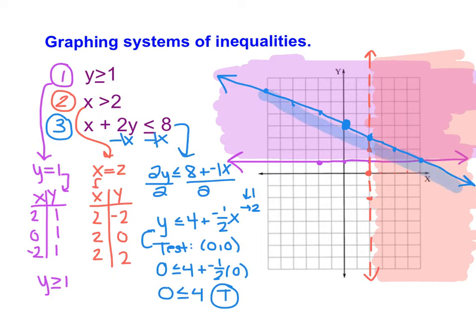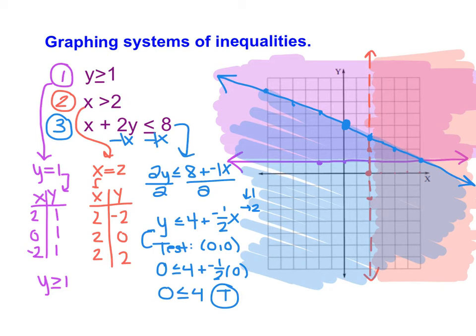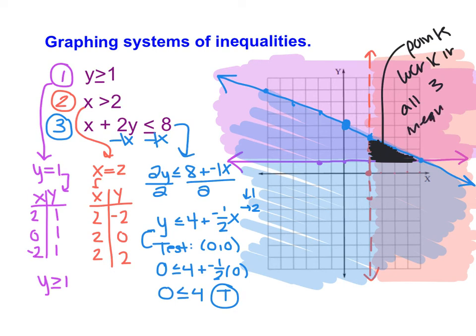So here I shade. And what I notice as I shade is I have this triple shaded region right in here. So I'm going to make that a little darker. And that triple shaded region here is the one spot where we have points that work in all three inequalities. And that's what we're looking for: where on the graph do we have points that work in all three inequalities.